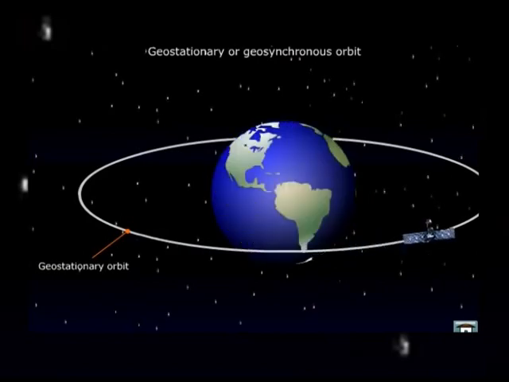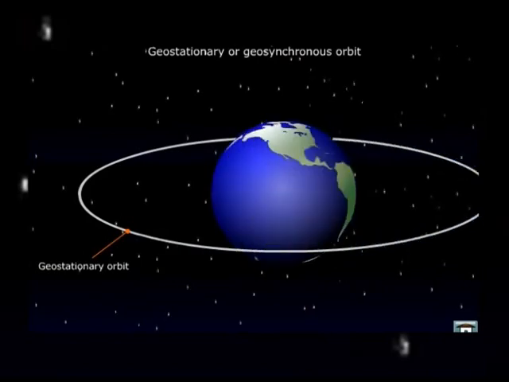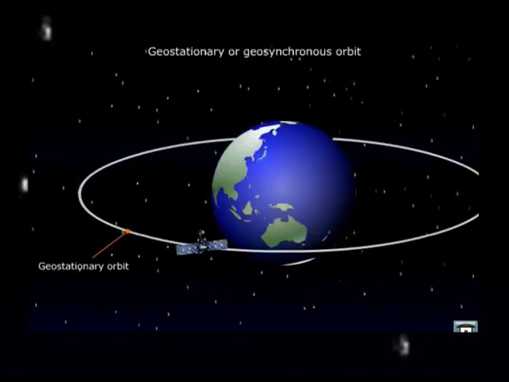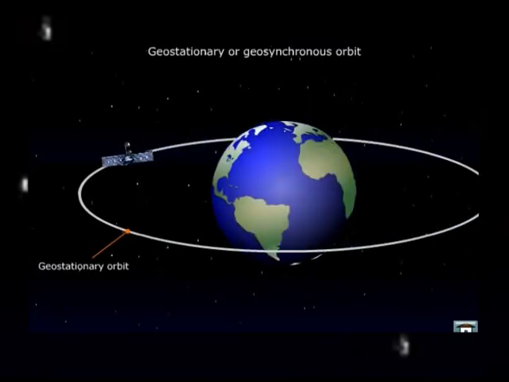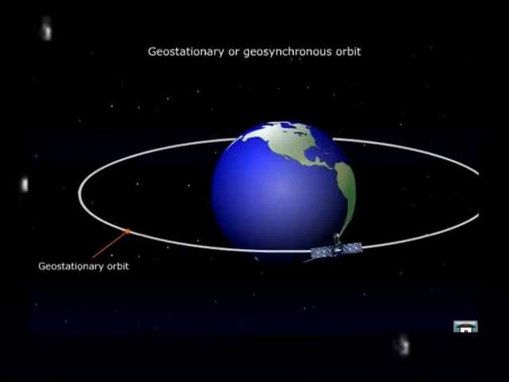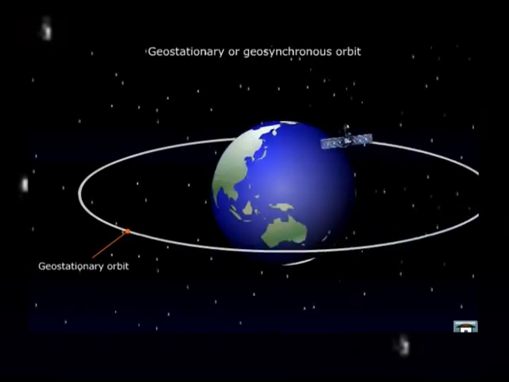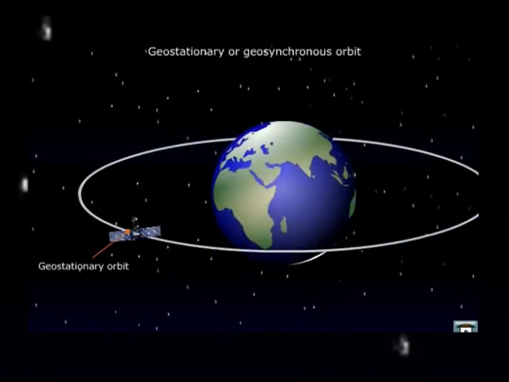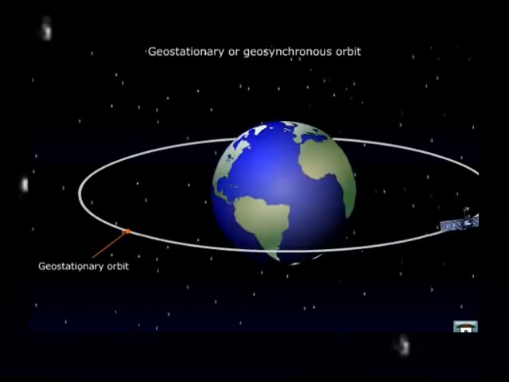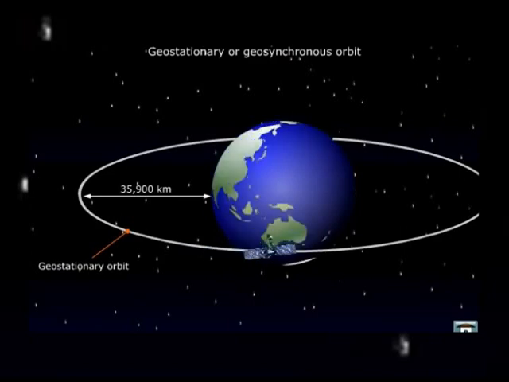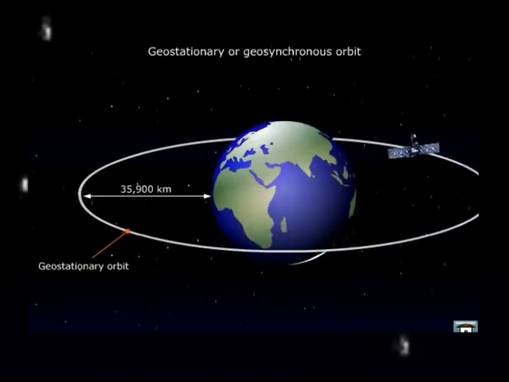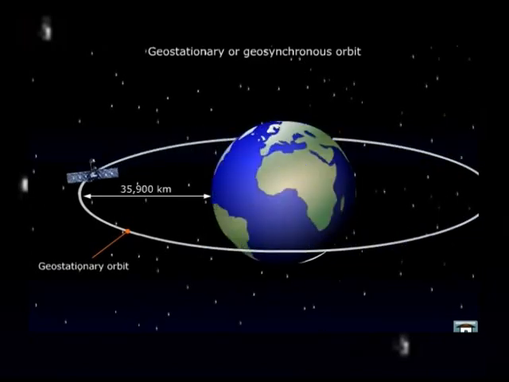In geostationary orbit, the satellite takes 24 hours to circle around the Earth once. Since the period of revolution of the satellite is equal to the period of rotation of the Earth, the satellite appears to be stationary in the sky. For that reason, this 35,900 kilometers high equatorial orbit is called a geostationary orbit.